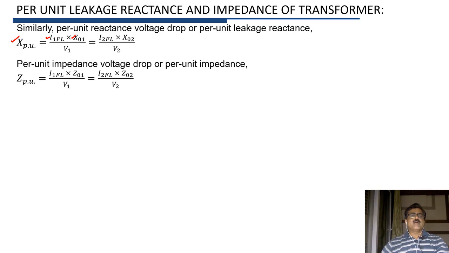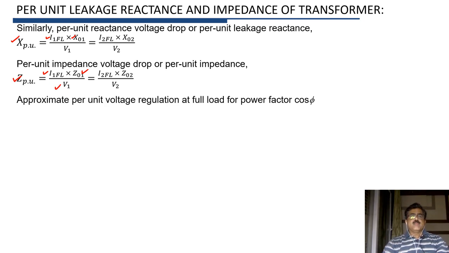ZPU is I1 full load into Z01 divided by V1, or it is also equal to I2 full load into Z02 divided by V2. So, in this way you can determine what XPU and ZPU are if X01 and Z01 in ohm are known.